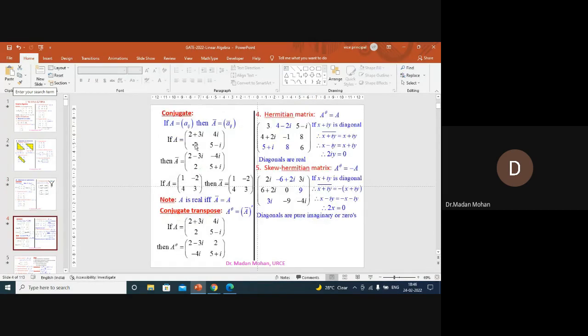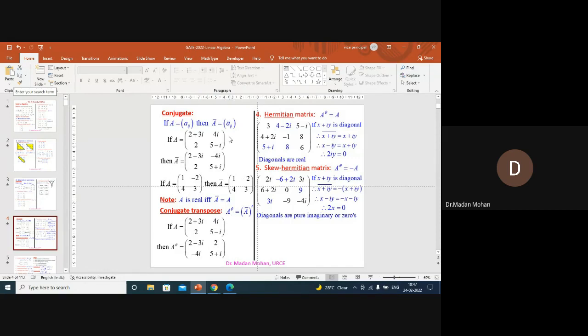Next, another operation, conjugate. If A is the input, then A bar is the output, we call it conjugate. Suppose an example, if A is this one, A bar is this, you just replace i with minus i. Here i stands for root of minus 1. Suppose A is 1, minus 2, 4, 3, then A bar remains the same because there is no i term here. If you have only real entries, the bar is itself. A is a real matrix if and only if A bar equals A. If A is real, A bar equals A. Suppose A bar equals A, definitely A is real.